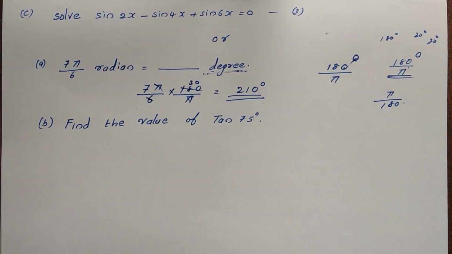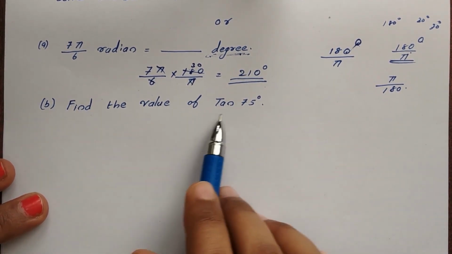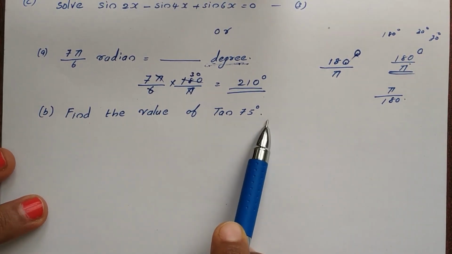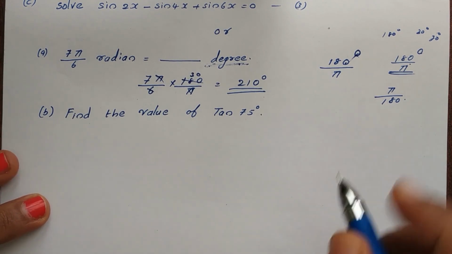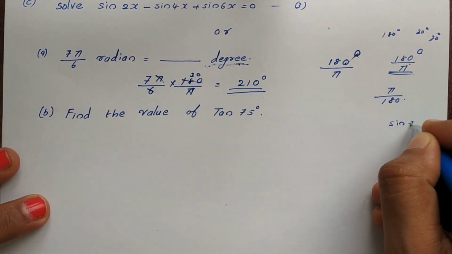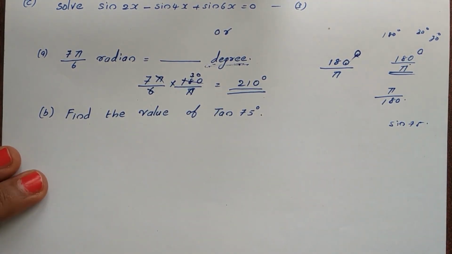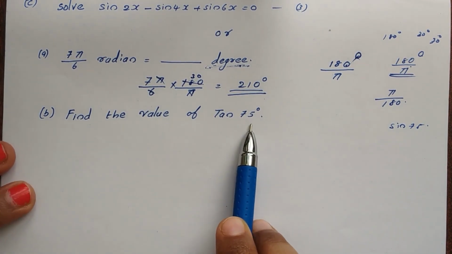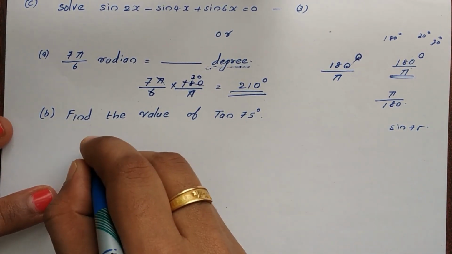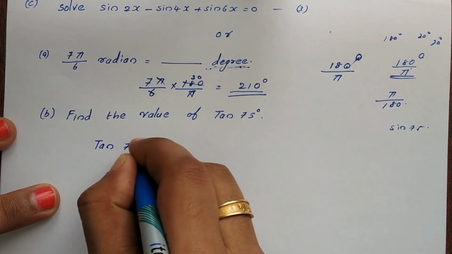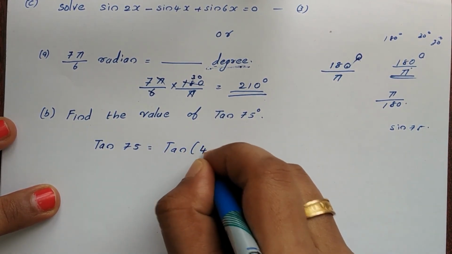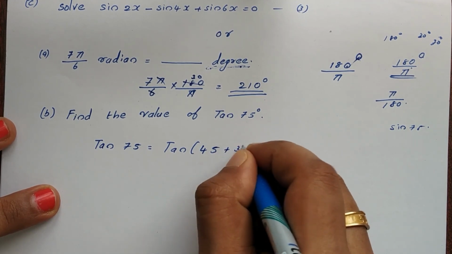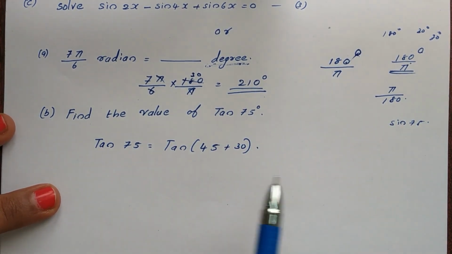Then the second question. Find the value of tan 75. We will first do sin 75's value, then we will do tan 75. Tan 75 is equal to tan of 45 plus 30.